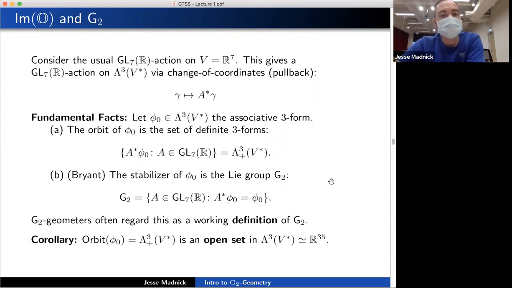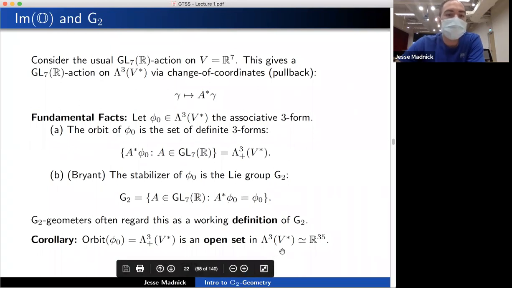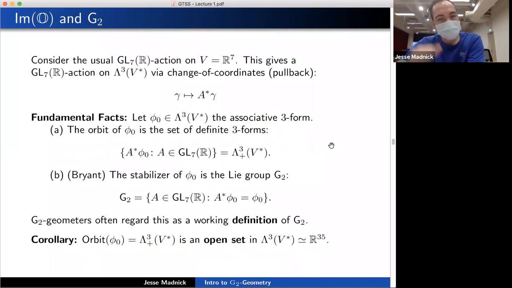And so an interesting corollary is this. If you remember that this is, again, Lambda 3 plus of V star, the set of definite 3 forms. This is GL7R mod G2. So you count dimensions and you find that this set has the same number of dimensions, 35, as Lambda 3 of V star. And so the corollary is that the definite 3 forms are in fact an open set in R35. This is a pretty rare thing to have the orbit of some form be open in its ambient space of forms. This is a very rare thing, and we say that phi0 is a stable form.